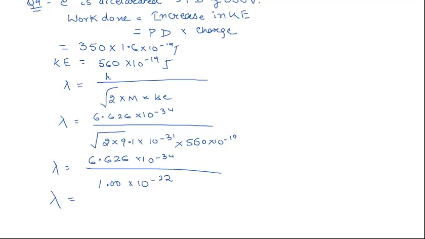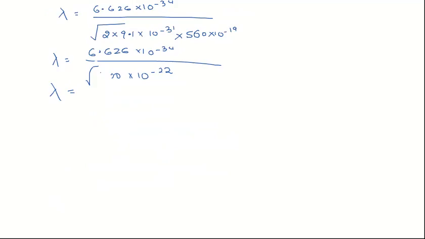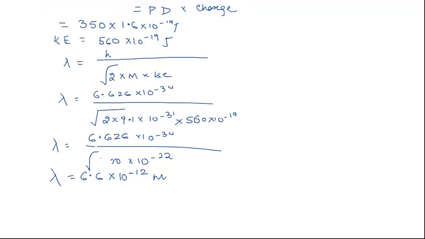So your lambda, the wavelength, will be equal to 6.626 into 10 to the power minus 34 divided by 10 to the power minus 22, and that is equal to 6.6 into 10 to the power minus 12. Right? This is your wavelength.